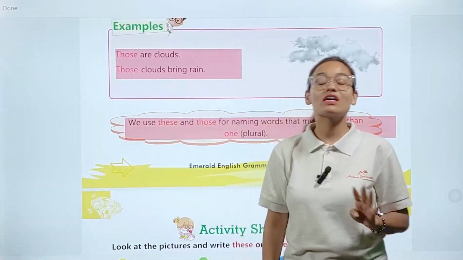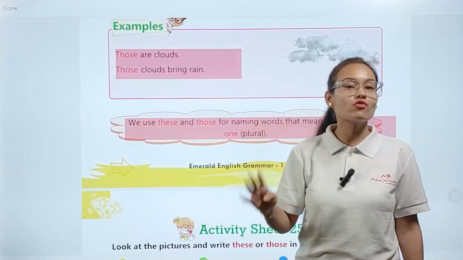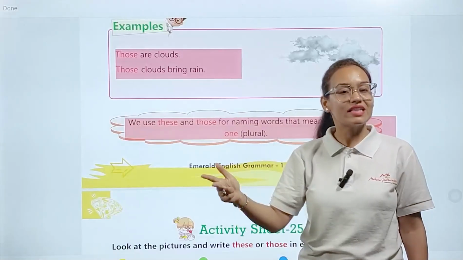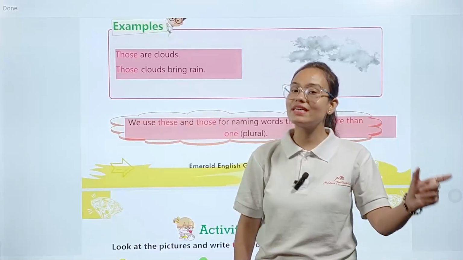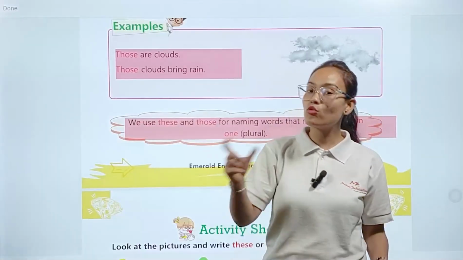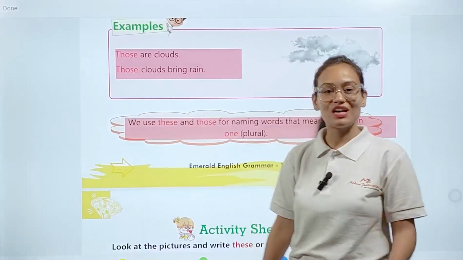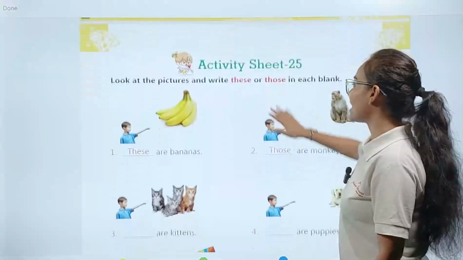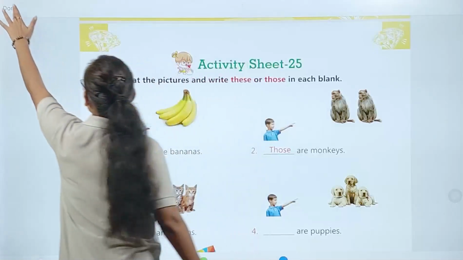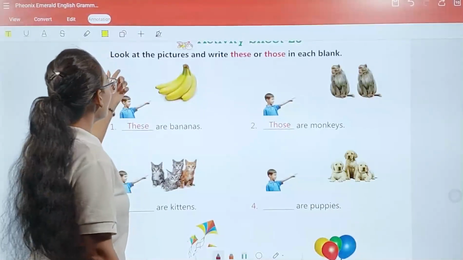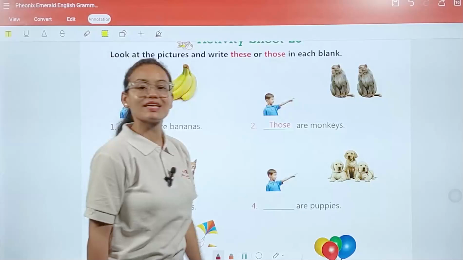I hope, my dear student, the difference between these four words, this, that, these, those, is clear to you all, okay. For singular thing we use this and that, and for plural thing we use these and those, okay. Now come with me and complete the exercise based on these and those. Now see, look at the pictures and write these or those in each blank.